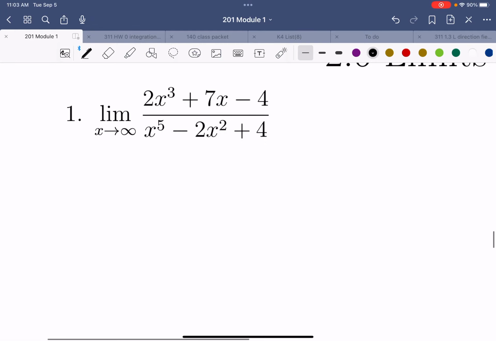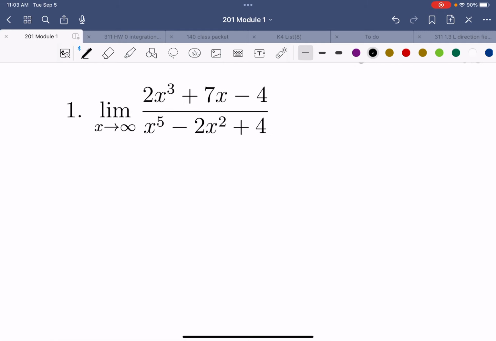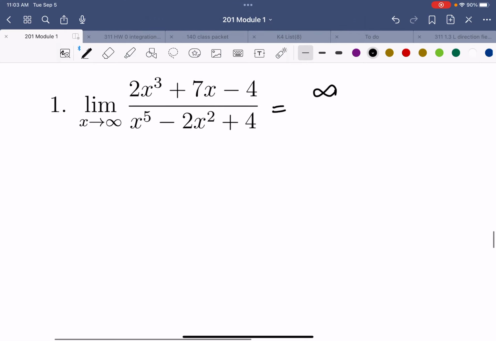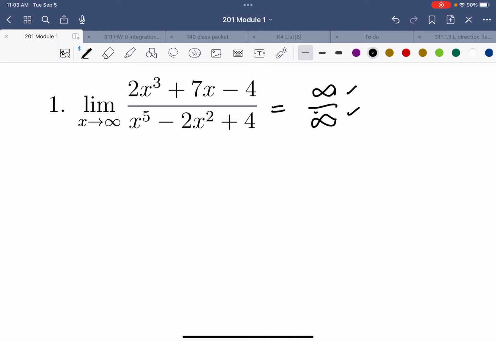If we take a look at number 1 and I think about plugging in my infinity to evaluate my limit. When I plug it into the cube, that's going to be infinity plus infinity minus 4, and that's going to be infinity. In the bottom, big positive numbers to powers, that's going to be infinity minus a smaller number plus 4, and that's going to give me infinity as well. So this is my infinity over infinity.